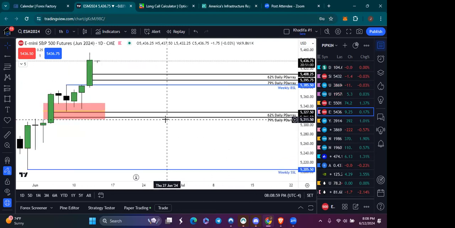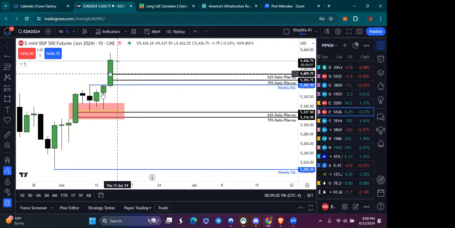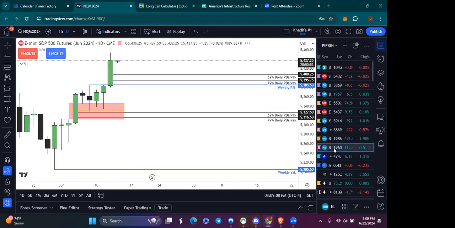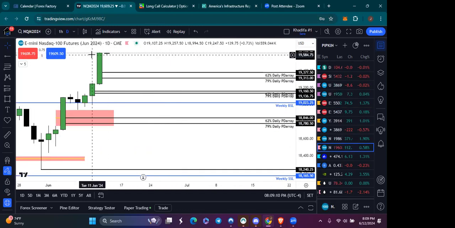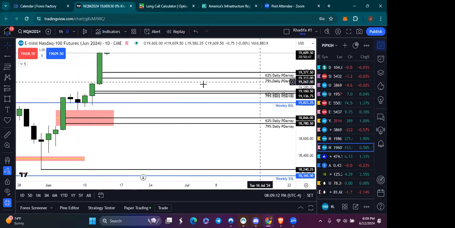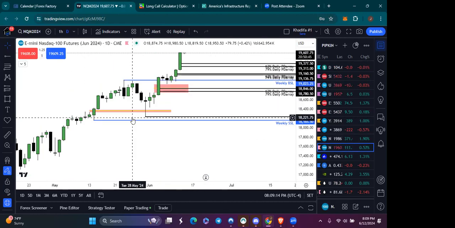So yeah, I'm very interested in seeing how futures play out for the rest of the week. So same thing for NQ. I'd like to see us pull back down into today's PD array levels, right?